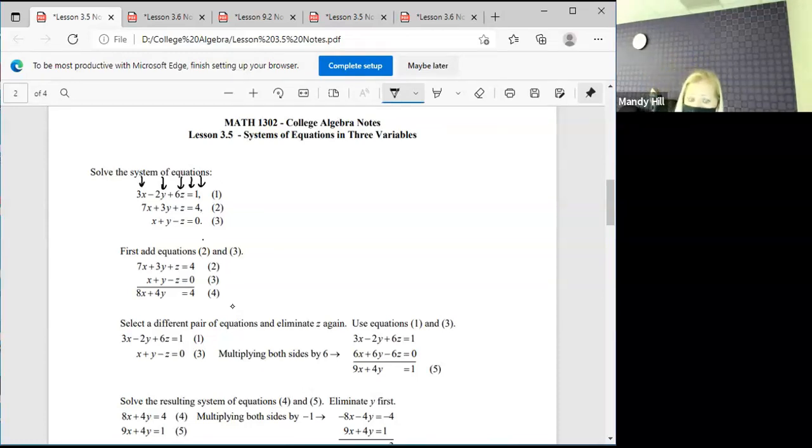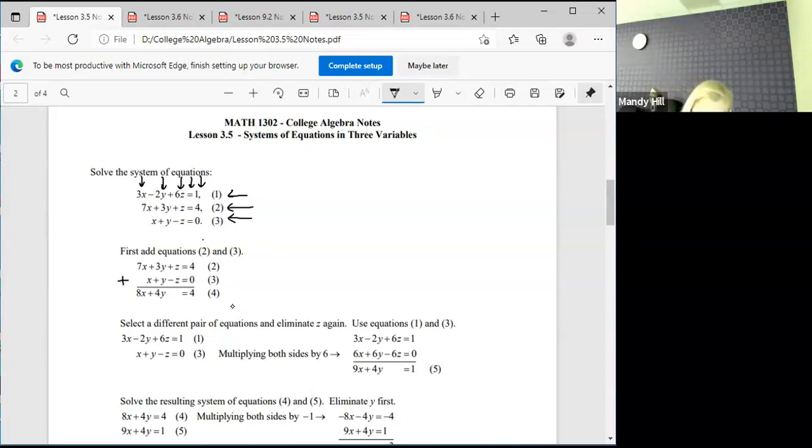Now they've focused on equation 2 and 3. They've numbered their equations up here, 1, 2, and 3. So those are the ones we have to work with. And then they decided, I'm going to take these two equations and add them together. The reason they do that is because the whole goal here is you want to get rid of something. You want to get rid of one of the variables.